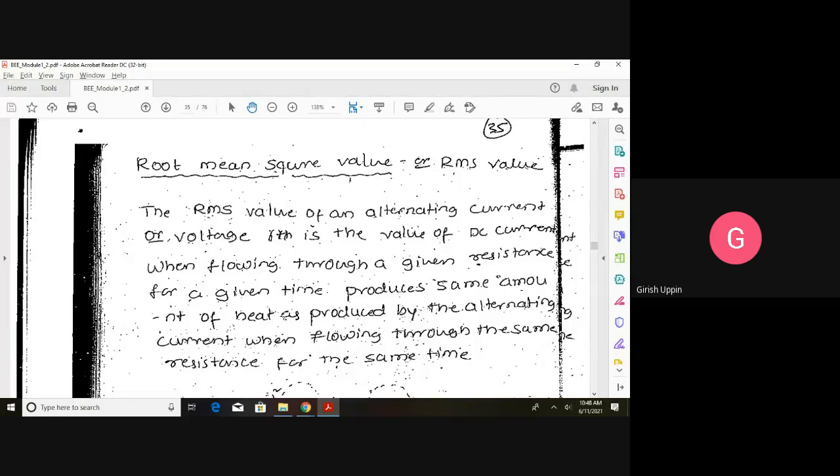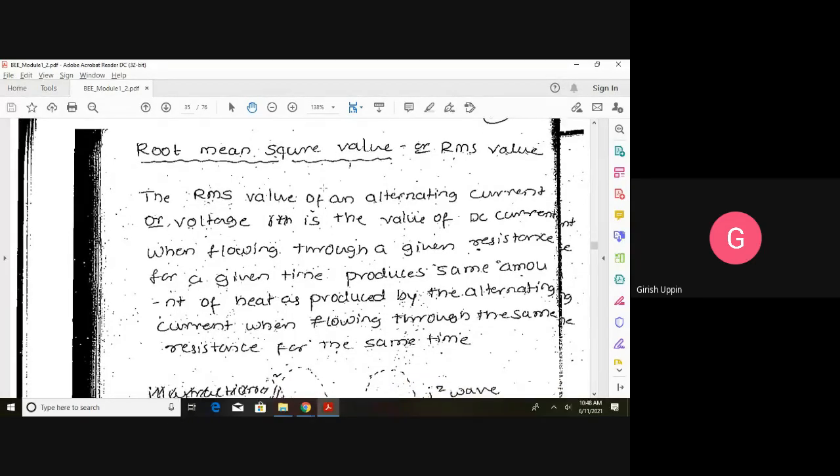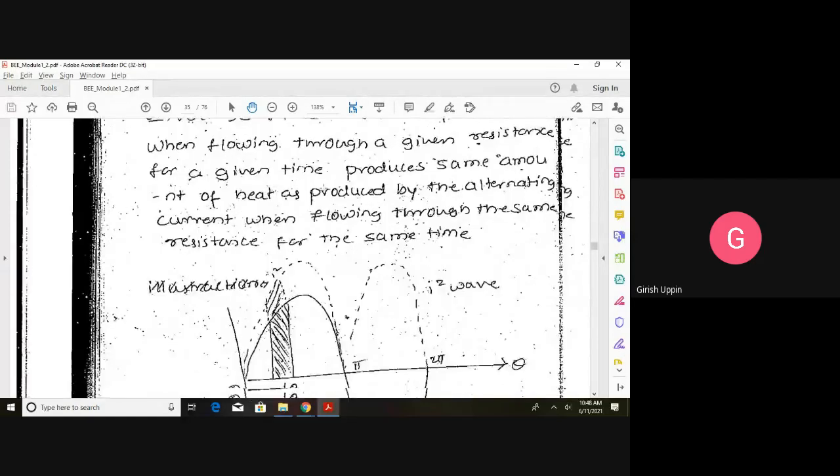And similarly, we calculated the root mean square value, that is the RMS value. And I told you all the alternating quantities, voltage and the current, for every household and whatever equipment that we use in industries, everywhere, RMS value is used. Whatever voltage and current specification you see, those are all RMS values. And the RMS value derivation we did, and how to calculate the RMS value.